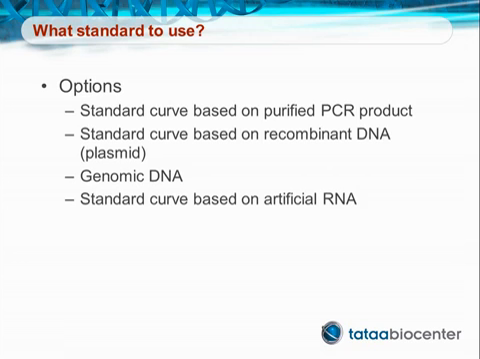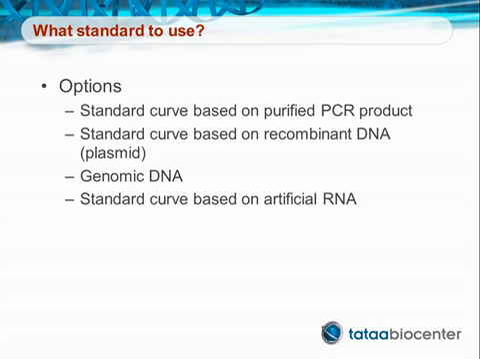So, what options are the most common to use as standards in qPCR? One commonly used option is to use a purified PCR product. The main advantage is that it's easy to produce and quantify, while it normally does not represent the field samples with regard to target length and sample matrix very well.